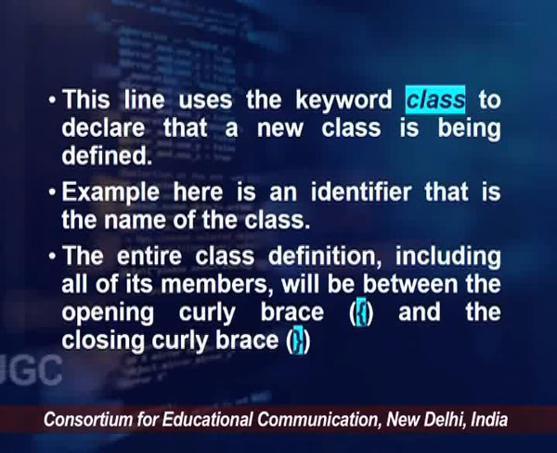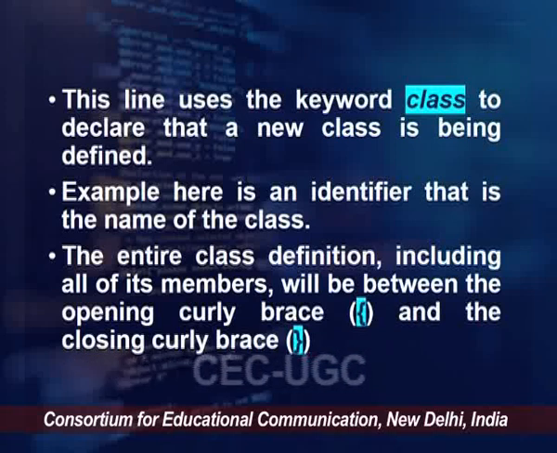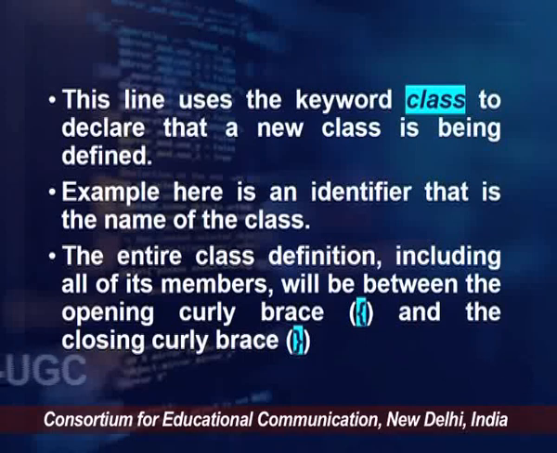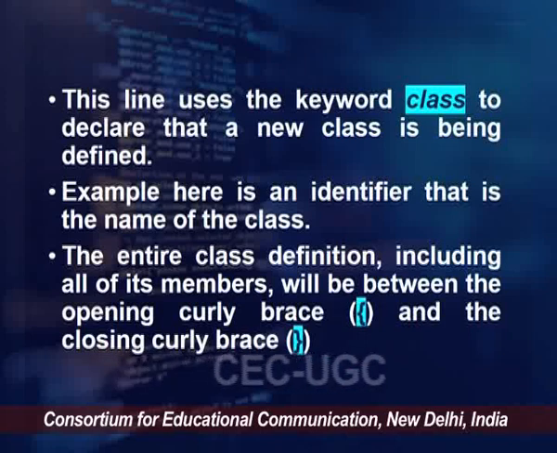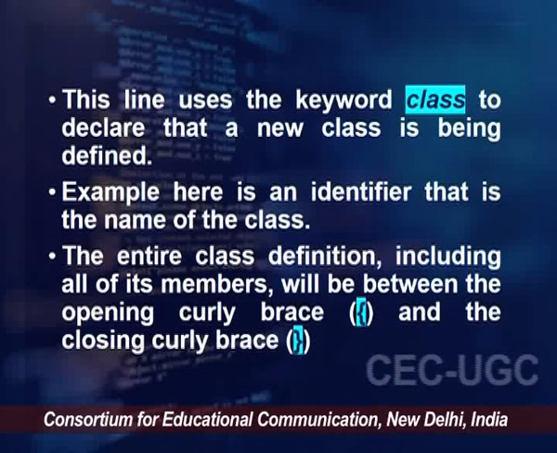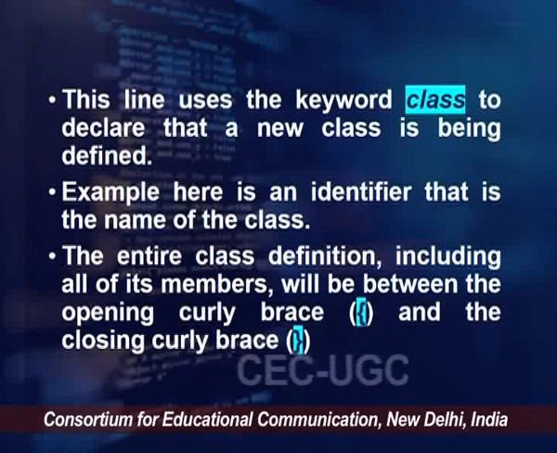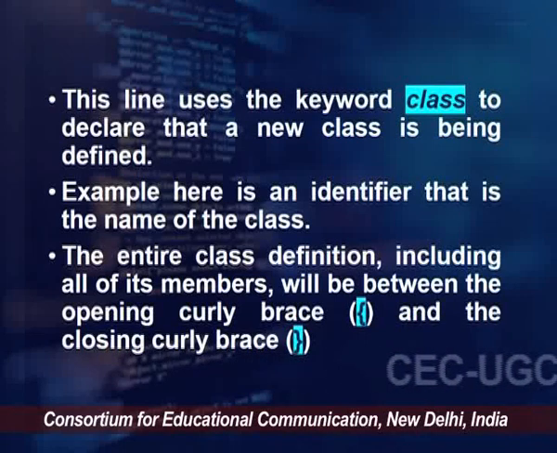And apart from that, the next line says class example. So the term class example here has two things. One is the keyword class, which is used when a new class is being defined, and another one is the term example. That example here is an identifier, and that is the name of the class.